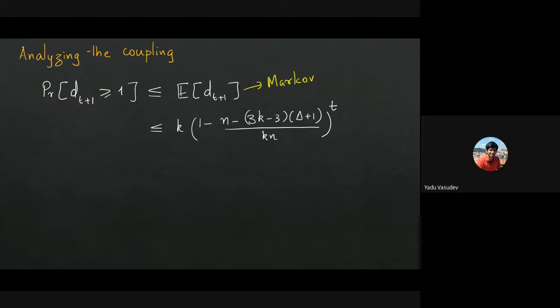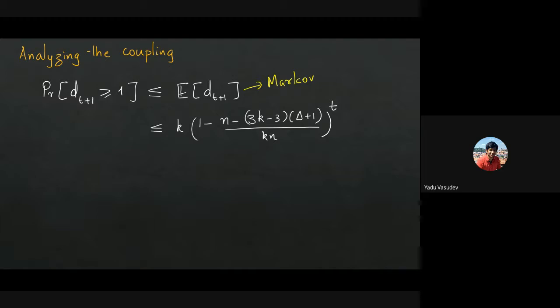So now you choose t sufficiently large so that this probability is less than epsilon. You choose t large enough so that the probability that dt plus 1 is greater than or equal to 1 is at most epsilon. What it means is that after t plus 1 steps, it is unlikely that the two independent sets will be different. The probability that after t plus 1 steps, the two independent sets are different is at most epsilon. That is what this will mean.